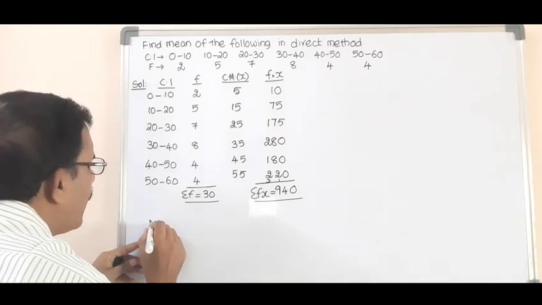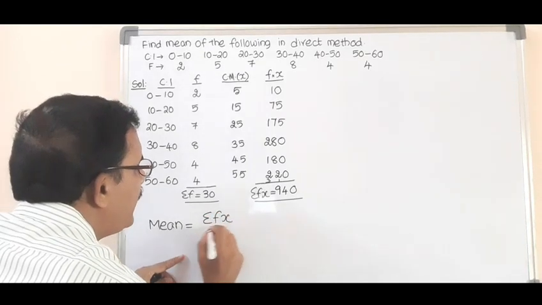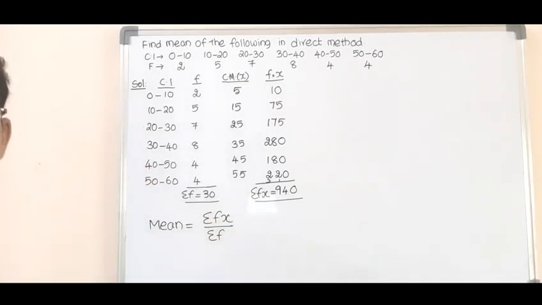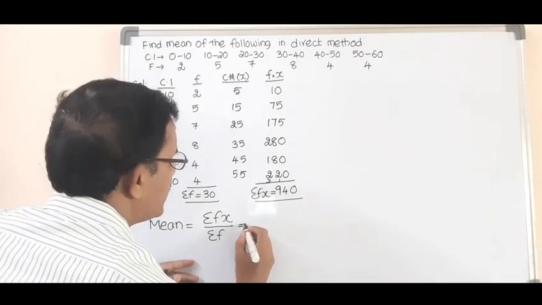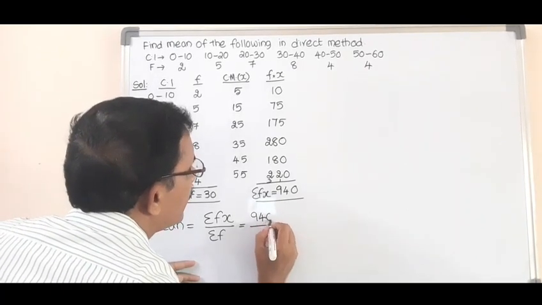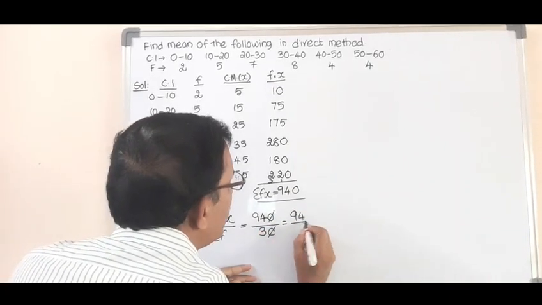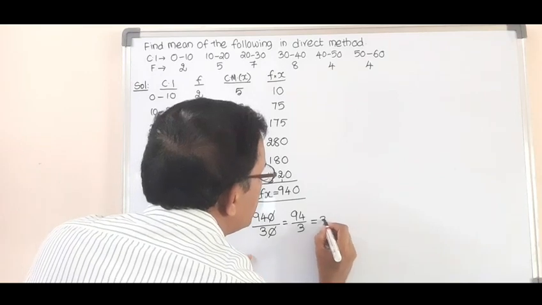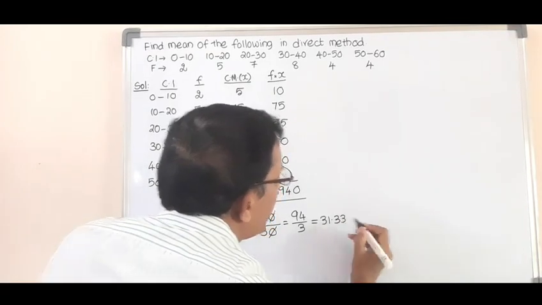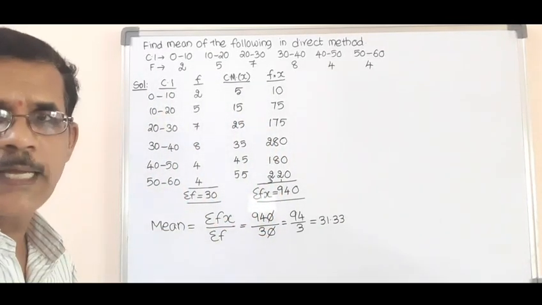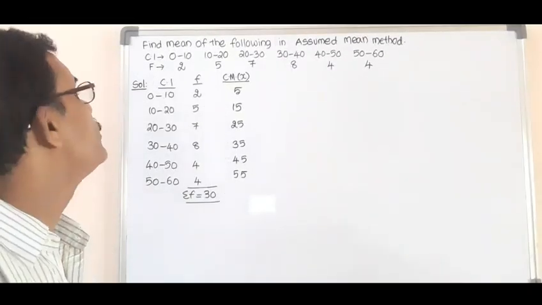Now mean is equal to sigma fx by sigma f. We use this formula to find the mean of grouped data in direct method. Sigma fx value 940 by 30. This 0, 0 cancel. That is equal to 94 by 3, that is equal to 31.33. So mean of the given data is 31.33.